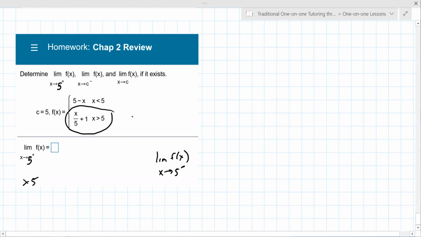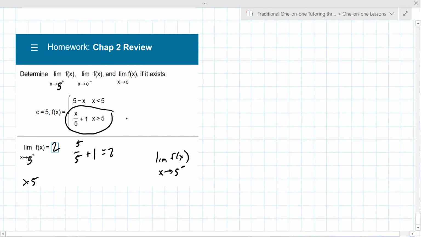Okay, and I think with a problem like this, if it's visually clear, that's how you know. It's like question 2 on the review. You know, it's one or the other, right? But you've got to be careful that you know which one it is. This is 5 over 5 plus 1, which is 2.